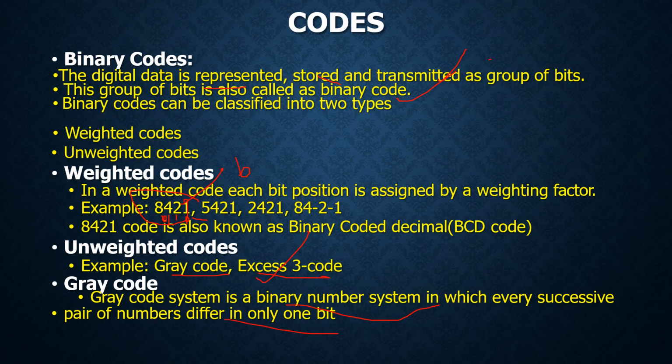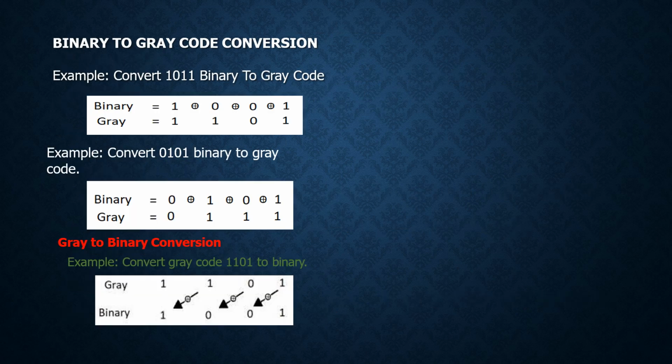Only one bit difference is there. How a gray code is calculated from a binary code is through the XOR method. We'll use an XOR gate and the XOR calculation is done. In the next slide, we'll see an example of binary to gray code conversion.